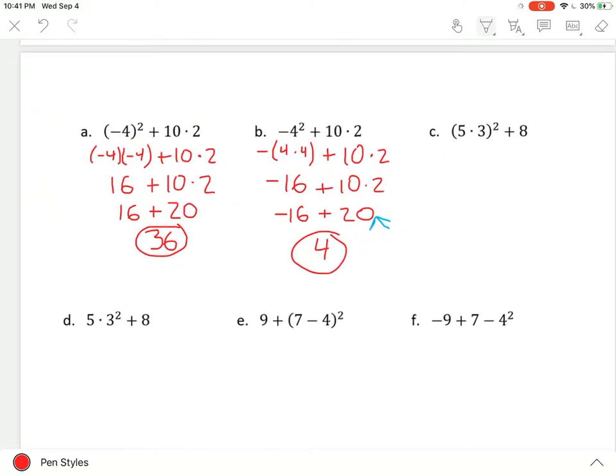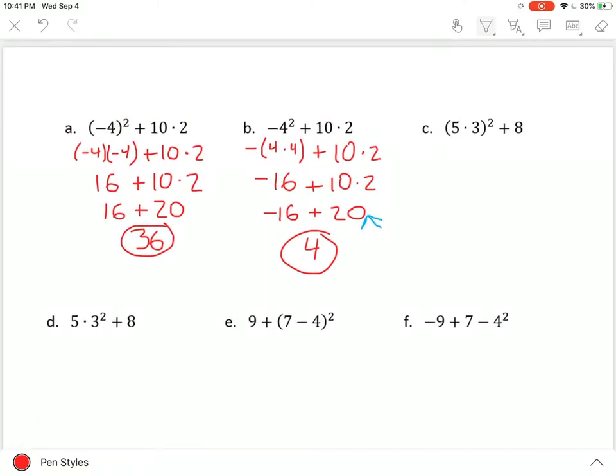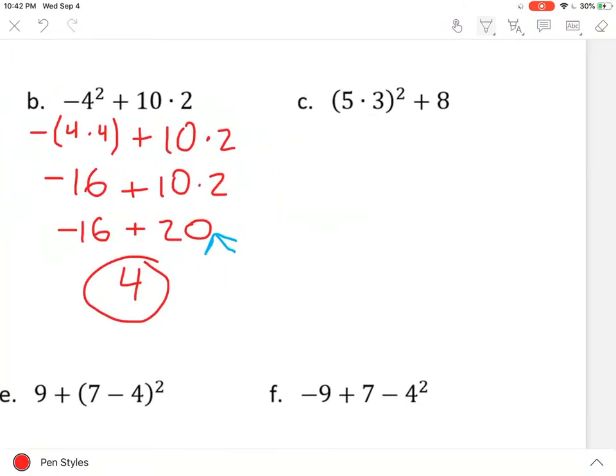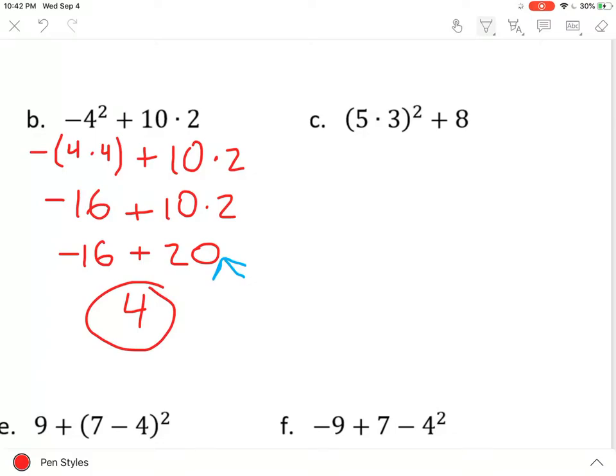So we're looking at both C and D here. Notice the difference between C and D. What's the difference? The parentheses. So that changes the order of operations, right? Because parentheses comes first. So the difference between C and D is that C, we're going to do the parentheses first. D, we're going to do the exponent first. So let's do C together and see what we get.